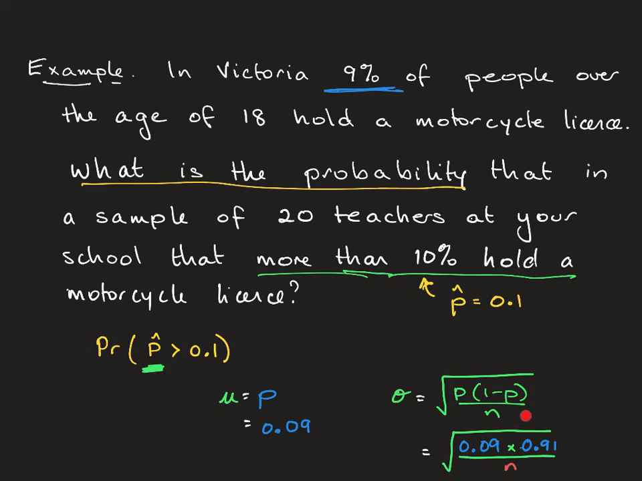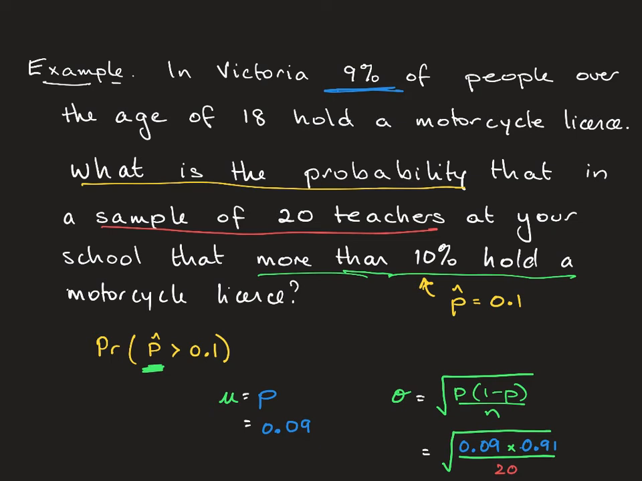Our standard deviation is our standard deviation for p hat, and if we insert our values for p and 1 minus p, our n value goes here at the bottom, and from our question we've got a sample size of 20 teachers, and so that n is replaced with 20, and now we have our mean and our standard deviation for our normal distribution.